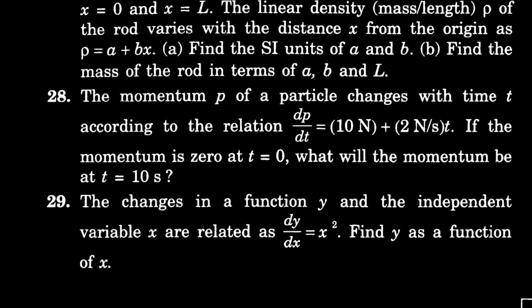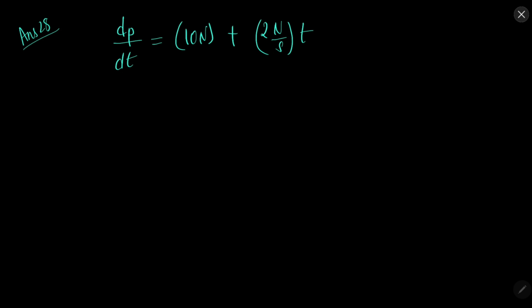In question 28, we have momentum P of a particle and it changes with time. If momentum is 0 at t equal to 0, we need to find the momentum at t equal to 10 seconds. So dp over dt, the rate of change of momentum, is given as 10 Newton plus 2 Newton per second into time.